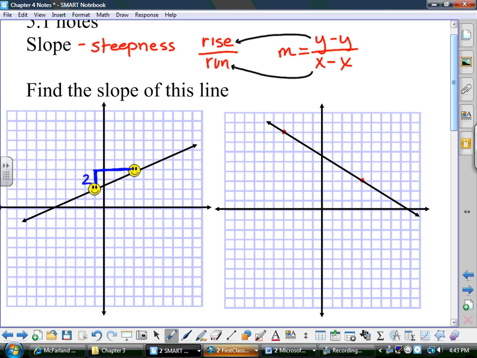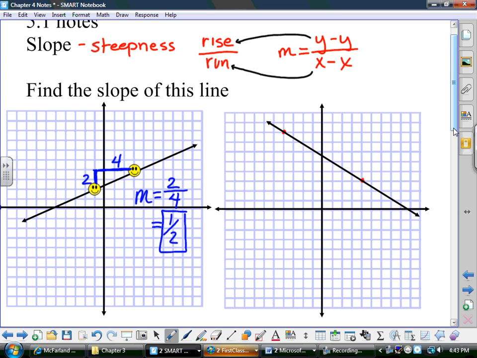In this case, I rise 2 and I run 4. So the slope, the rise over the run, is 2 over 4, or in lowest terms, 1/2.